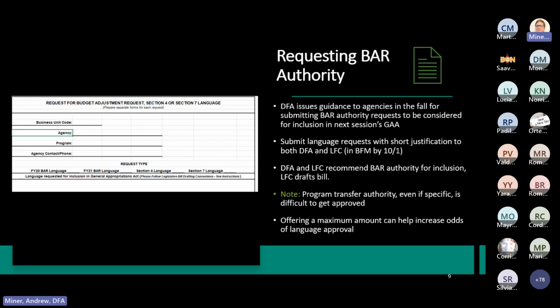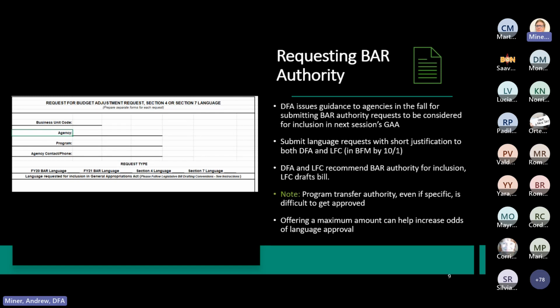So never too early to start thinking about what sort of budget adjustment authority you might need that's specific to your agency. Both DFA and LFC will recommend BAR authority for inclusion in the actual budget bill. Although keep in mind that the LFC does draft the bill, they tend to have more influence in this area than we do. We try, but they kind of have the final word on BAR language. So keep that in mind.